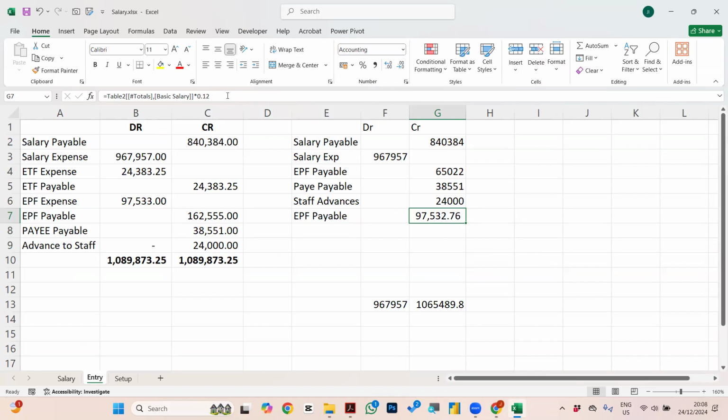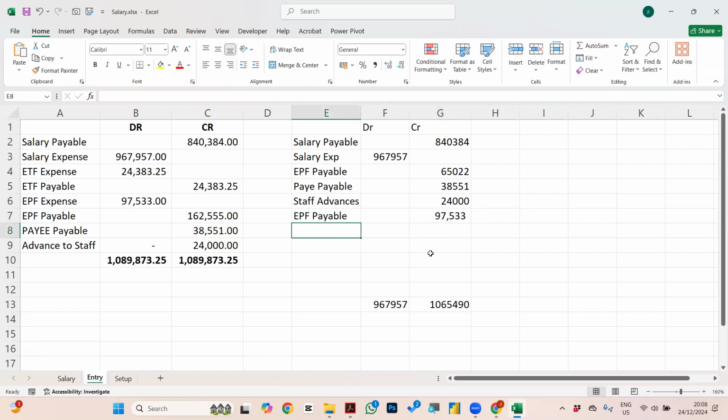So I'm going to round it, just to make sure, round it to 0 decimals. All right. So 97,533 is the amount of EPF we have to pay as EPF payable. So in this case, the EPF expense is going to be the same amount. We have to bear this value.